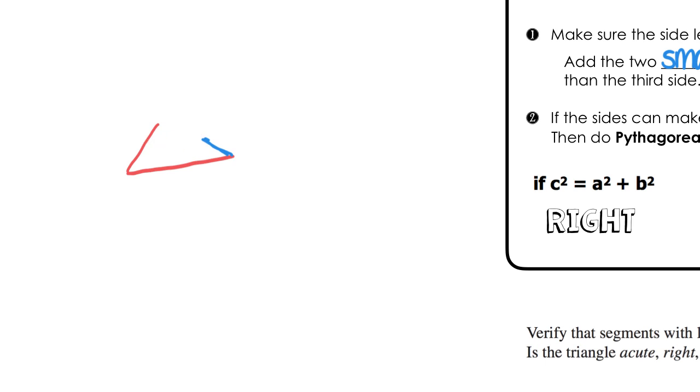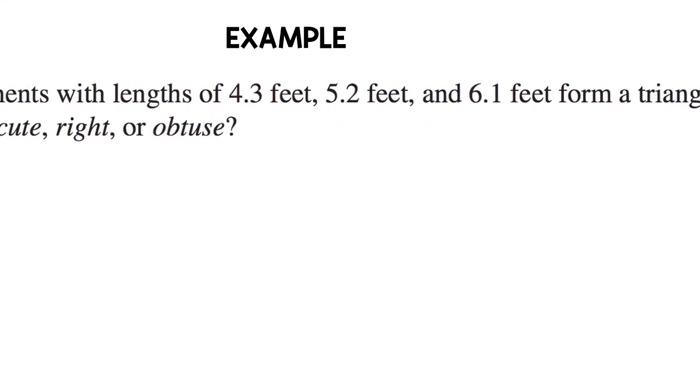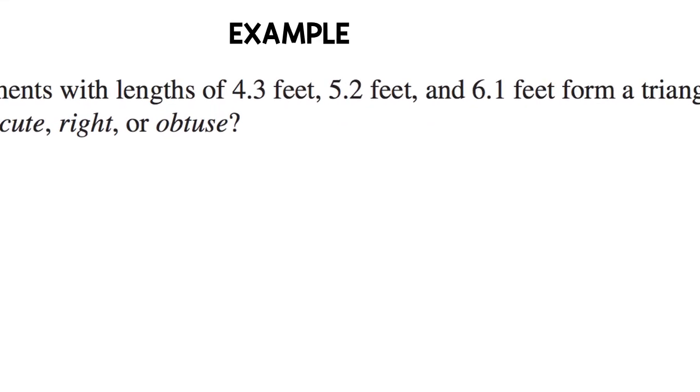So the way that we figure out if it's a triangle, you take the two smaller sides and you add them together, and their sum has to be bigger than this third side. Otherwise, it's just going to be too short to even make a triangle. So let's verify that with this. If I take the two smaller sides, which would be 4.3 and 5.2, and I add those together, that would give us 9.5. That's definitely bigger than 6.1. So this does make a triangle.